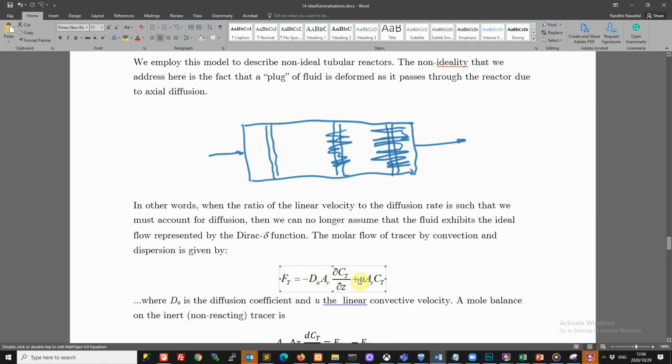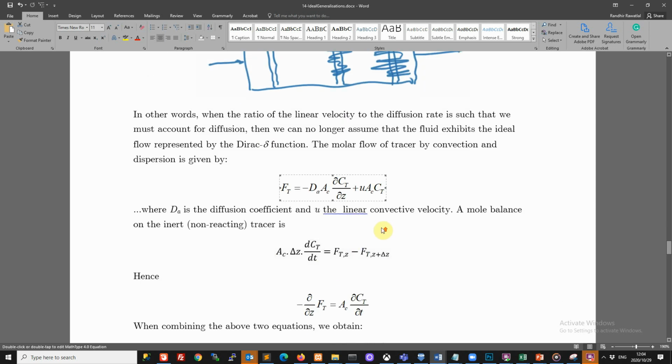So you've got dispersion of your molecules, and then number two, your molecules are also just flowing through the reactor. So just by virtue of the fact that we have flow through this reactor, there is a convection term here. So there's dispersion and convection. The sum of those two is the total molar flow rate of our molecules of tracer. So that's just telling us the molar flow rate at some given point in the reactor.